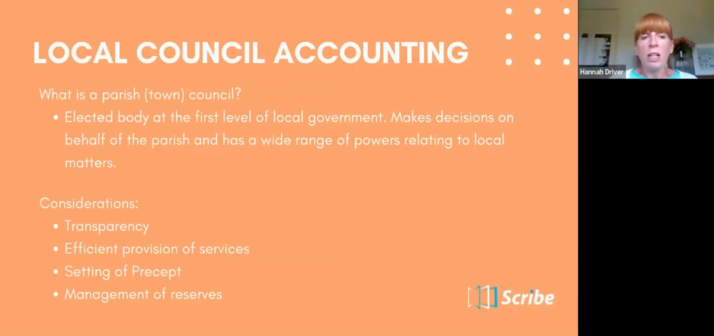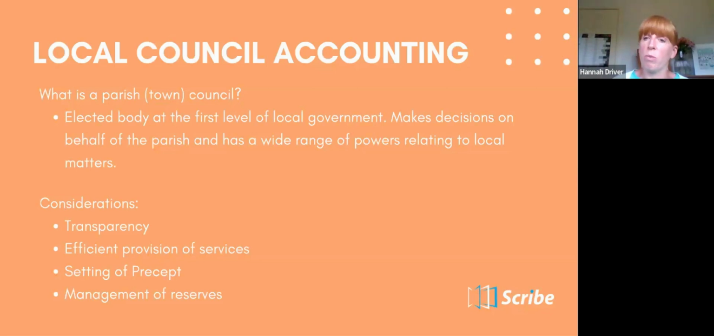So I've defined our parish or town council as an elected body at the first level of local government, which makes decisions on behalf of the parish and has a wide range of powers relating to local matters. From that, the considerations I've got there at the bottom: firstly, transparency. If we're dealing with public funds, we're obtaining a precept to do all these services within our area. We want to be transparent about how we're spending that money, give good financial information so people can see what's going on. We need to provide the services in an efficient manner.